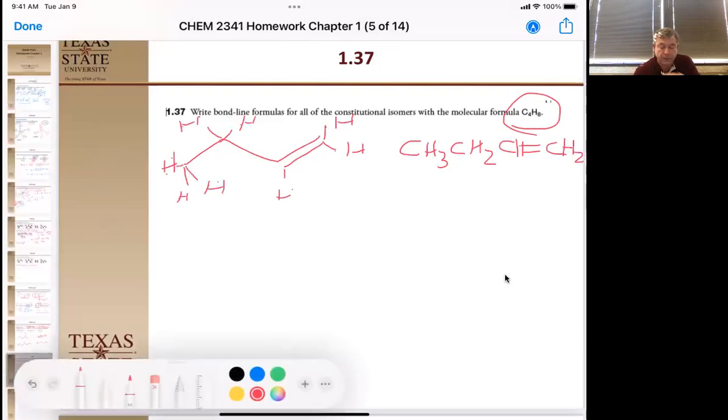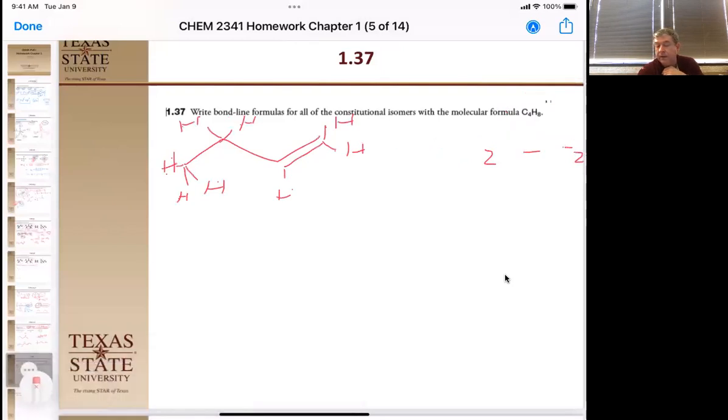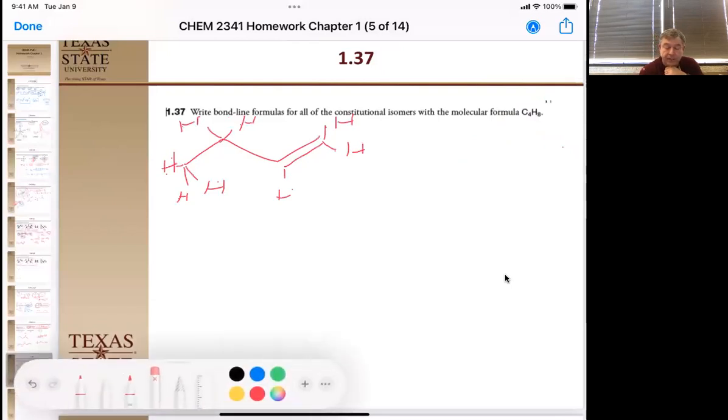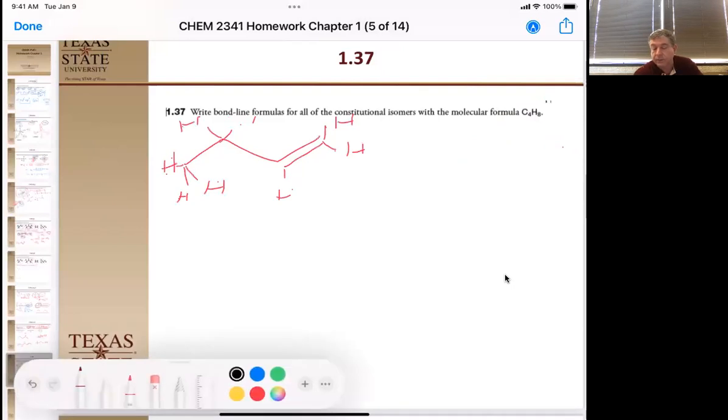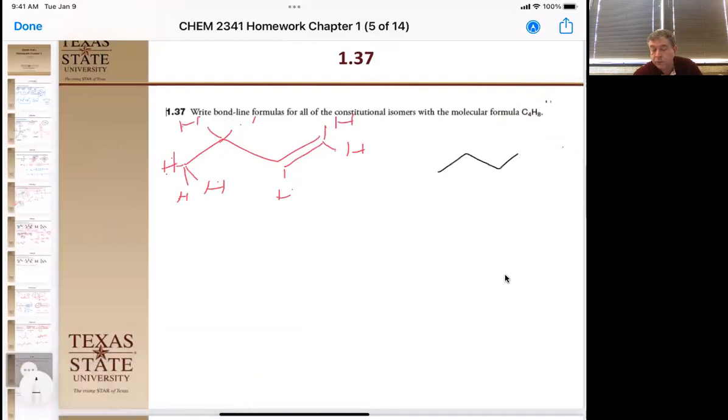So what I'm going to do is take away the lines and we're going to do line bond formulations, because that's what we're asking for here. So the first one's going to be this. Okay, so then another possible isomer is just to move the double bond to the middle. Now, if we move the double bond to the other side, that's exactly the same as this one.